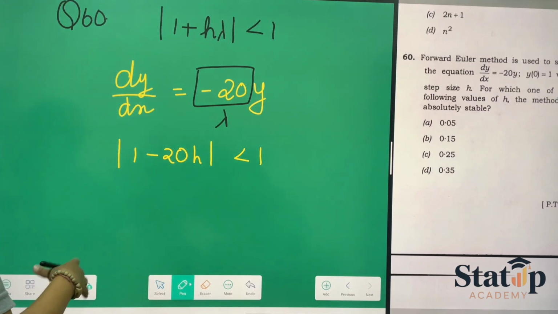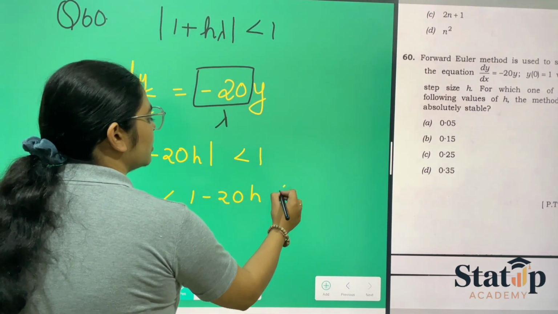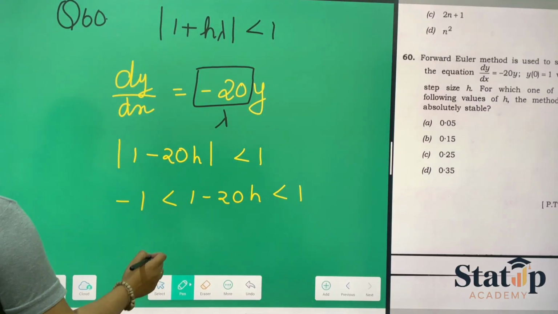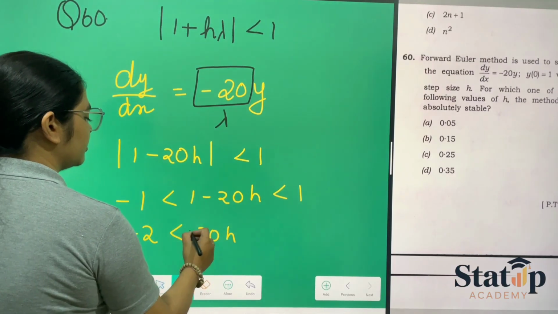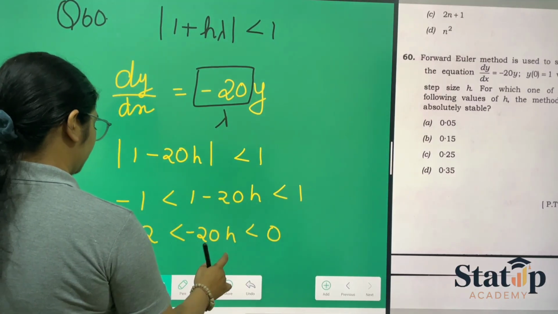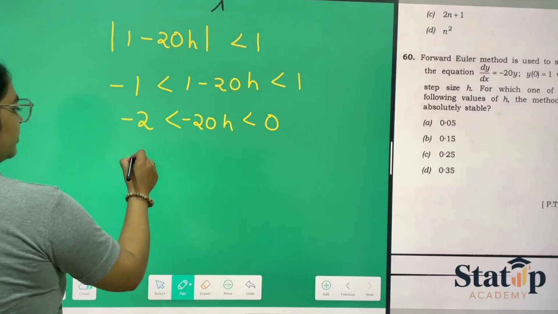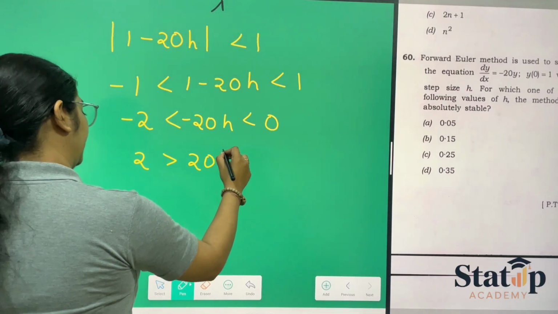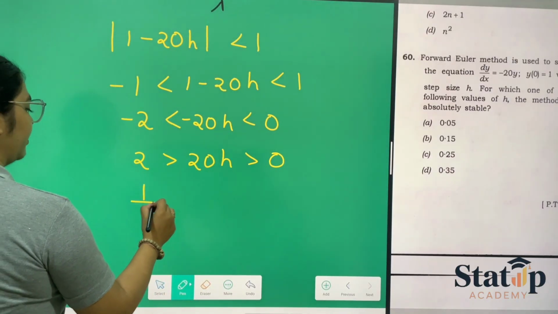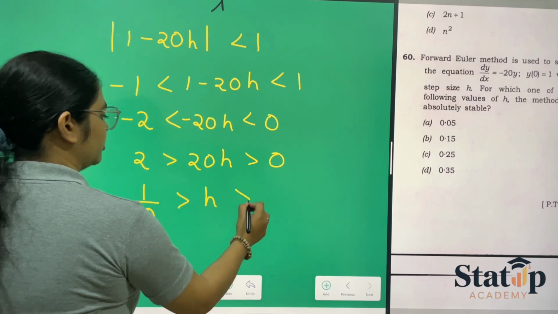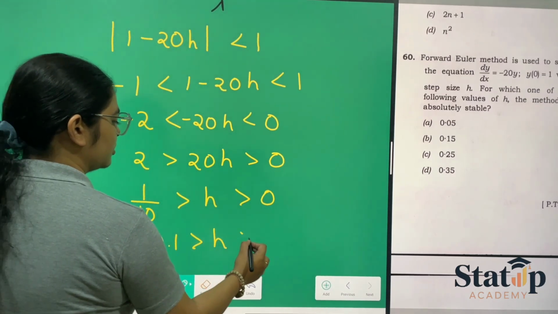If we open the modulus, we will be getting minus 1 less than 1 minus 20h less than 1. It will be minus 2 less than minus 20h less than 0, and multiplying by minus sign, the sign reverses, it will be 2 greater than 20h greater than 0, dividing by 20, it will be 1 by 10 greater than h greater than 0, that is 0.1 greater than h greater than 0.